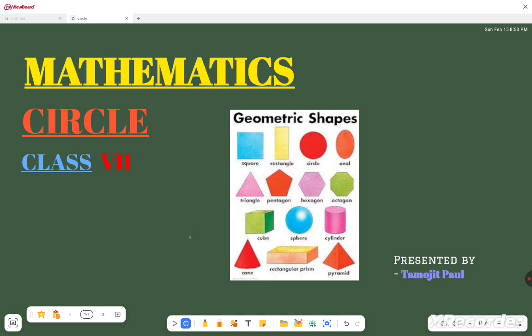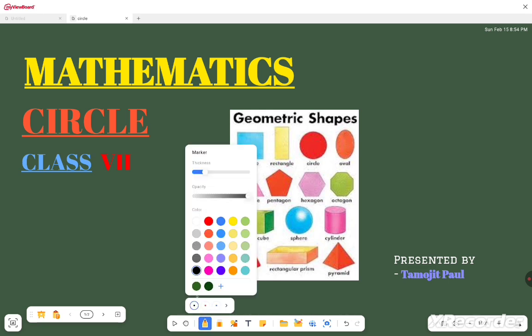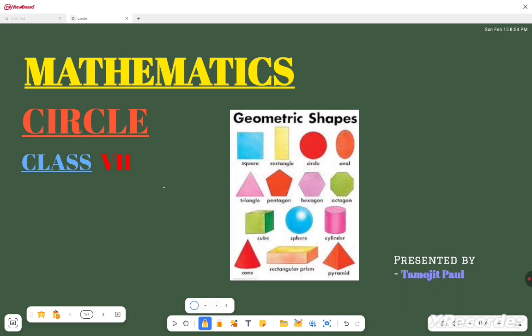So before starting with circle, let us have some idea about the geometric shapes. As you can see here in this picture, various geometric shapes are there. You can see square, rectangle, circle, oval, triangle, pentagon, hexagon, octagon, cube, sphere, cylinder, cone, rectangular prism, and pyramid. These are all geometric shapes.